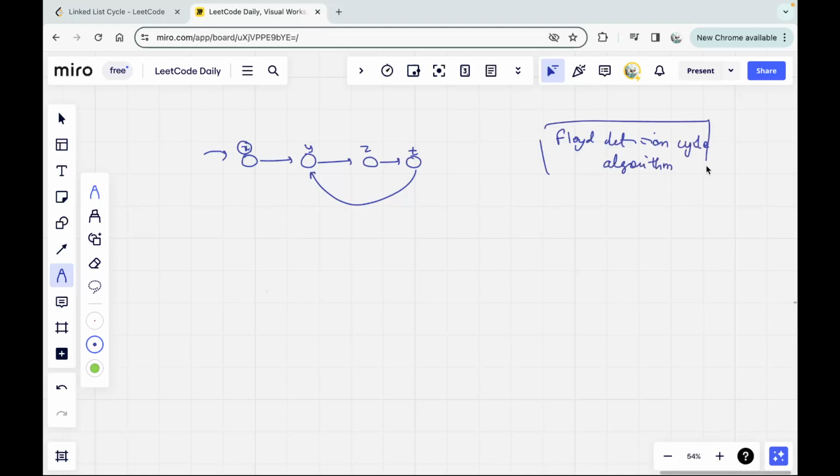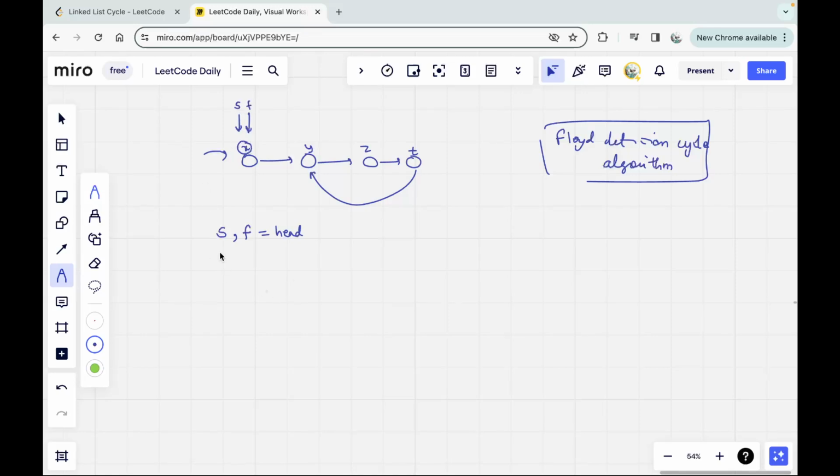Now, what is this algorithm? This algorithm says you have to take two pointers, okay? One pointer is known as slow and the other pointer is known as fast. Initially, they both are supposed to be present at the head of the linked list. So that is this position. Okay, so both S and F are present here.